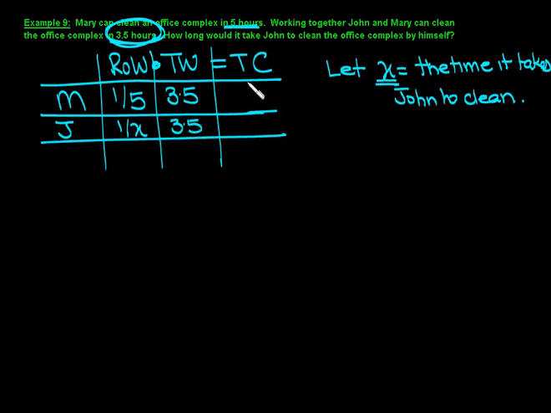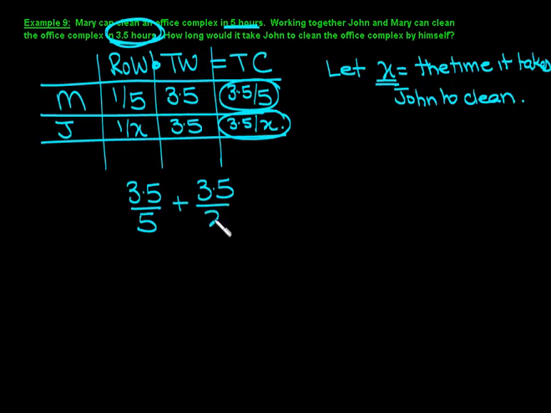So the task completed is easy. You just multiply each row, so you get 3.5 divided by 5, and you get 3.5 divided by x. So this is the job that Mary did. This is the job that John did. Each one does a part of the job, a fraction of the job. So if you add those fractions, you should get a whole, because they're working together, they would have finished that entire job. So you should end up with 1.